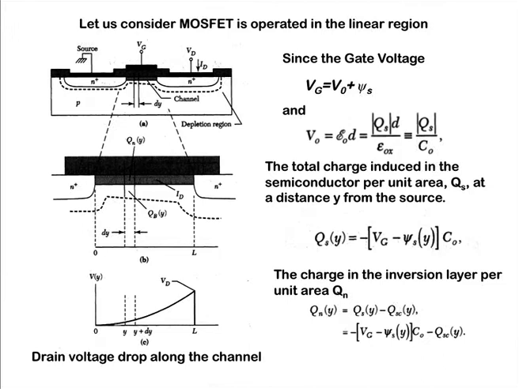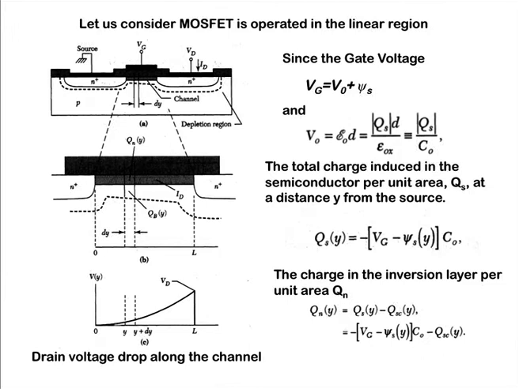So, already we have discussed the gate voltage Vg equal to V0 plus psi s, and V0 here is the voltage that appears on the gate oxide, which we can calculate as the total charge upon capacitance. Now we have to calculate how much the total charge is. The total charge induced in the semiconductor per unit area, Qs, at a distance y from the source, we can calculate using the equation Qs equal to minus (Vg minus psi s(y)) into C0. By using this equation we can calculate the total charges induced. Qs is the total charge in the semiconductor.